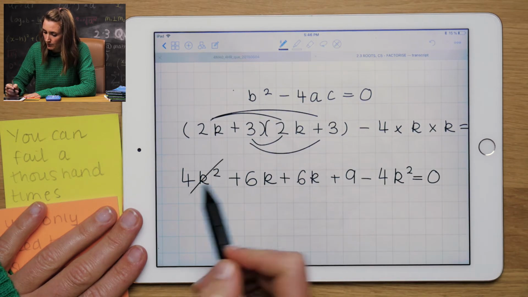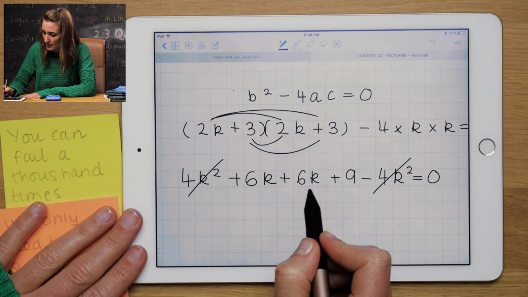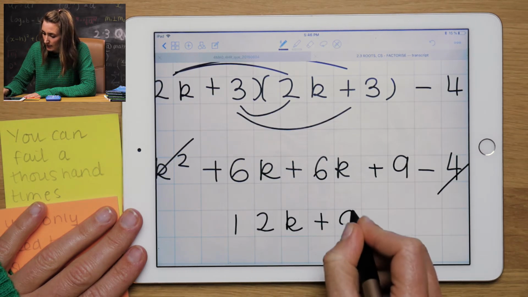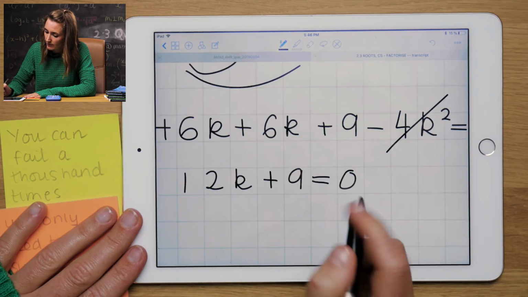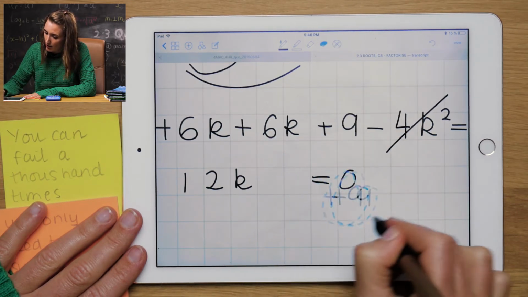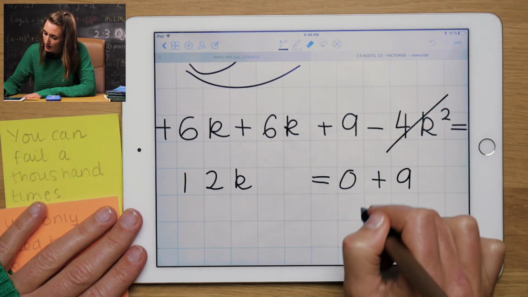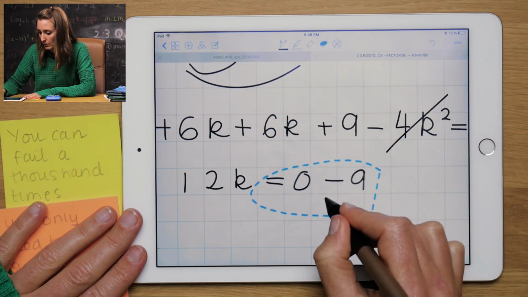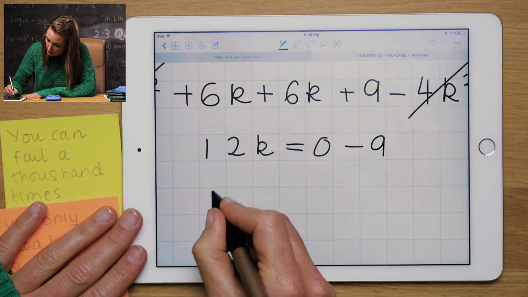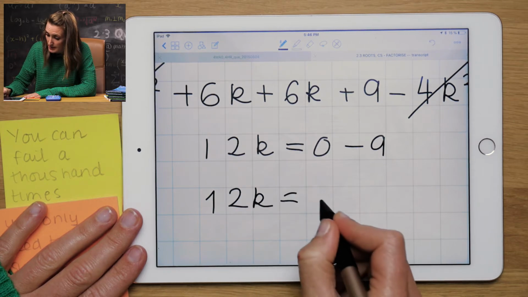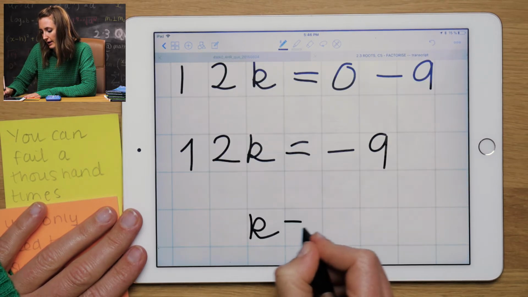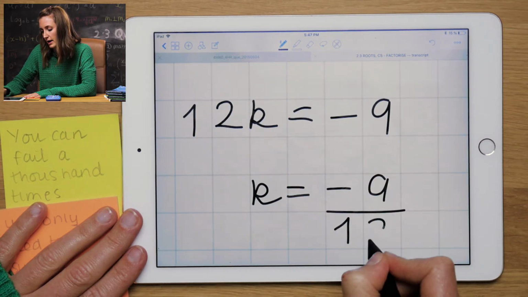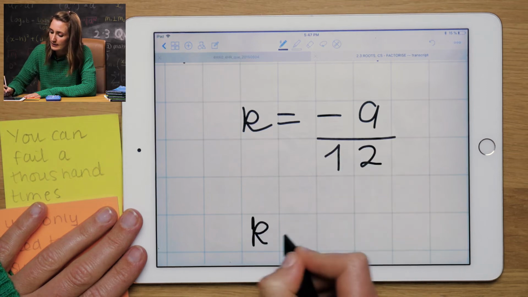So 4k squared minus 4k squared, they're going to cancel out. 6k plus 6k is going to be 12k plus 9 equals to 0. Let's find k, bring the plus 9 over to the other side and change it to minus 9. So 12k equals 0 minus 9, minus 9. K equals minus 9, and if it's times by 12, we'll bring it to the other side and divide by 12. We are nearly finished.